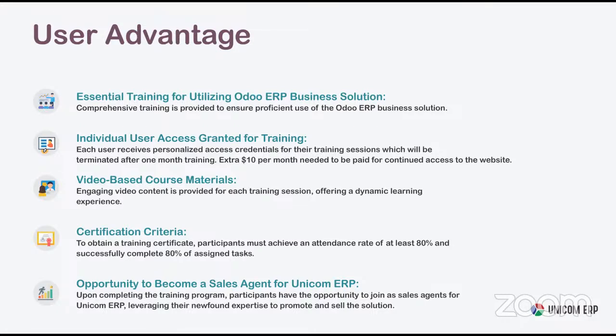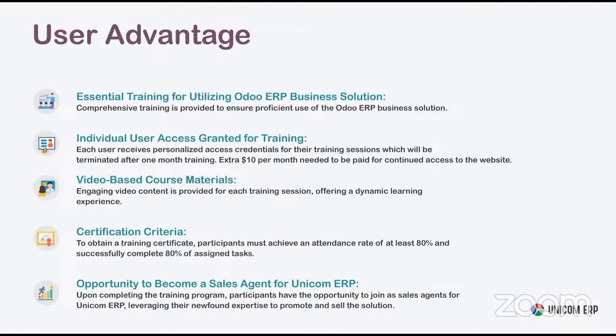Also, you will have assigned tasks at the end of each day's training. This will be available to you through the video materials provided. That is, at the end of each video material, you will have assignments related to that session. These should be done by you on the Odoo website given to you. You can log into the website using your credentials and complete the assignments given, okay? And only those who complete 80% of the assigned tasks will get the certificate of this program.